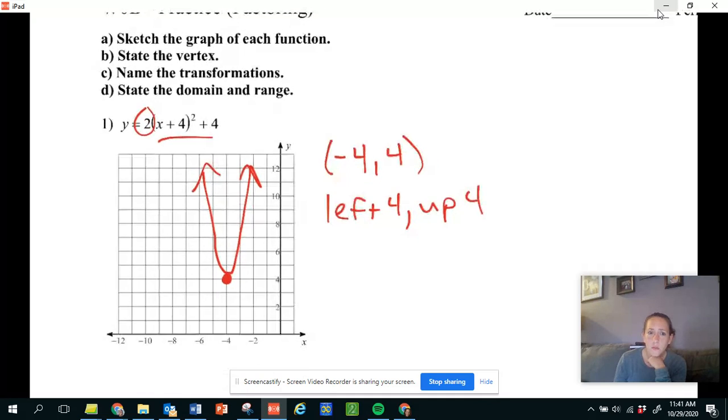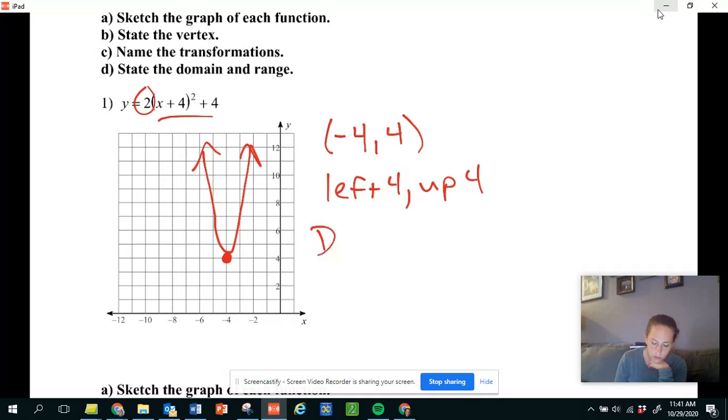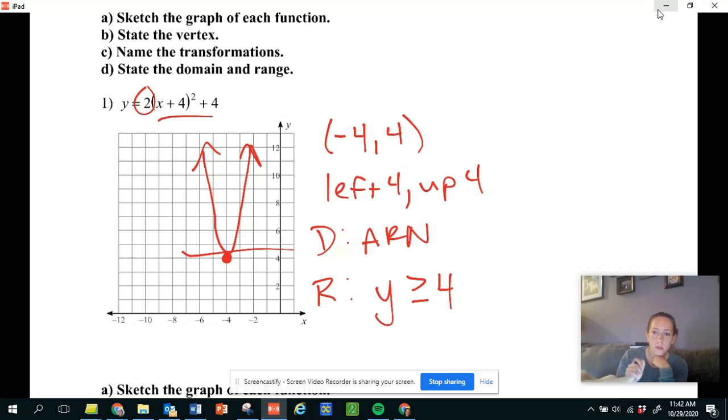The last thing it asks for is domain and range. So domain for quadratics will always be all real numbers. And the range, so we're looking at the y's there, and everything is above the vertex. So I'm going to say that all of the y's are greater than or equal to 4.